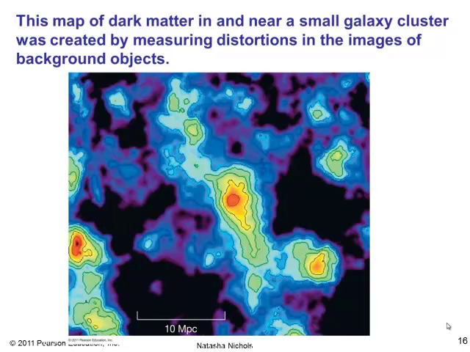Here we have a dark matter map. By measuring distortions in the images of background objects, astronomers can make maps of dark matter in the universe. These contours show the distribution of dark matter in and near a small galaxy cluster, derived by analyzing the images of background galaxies.